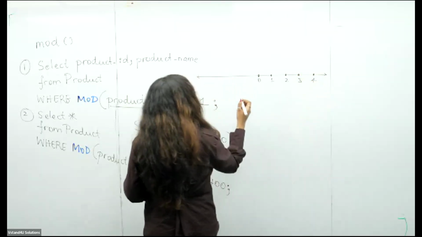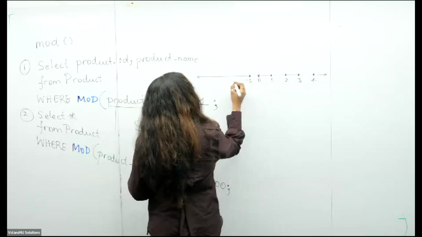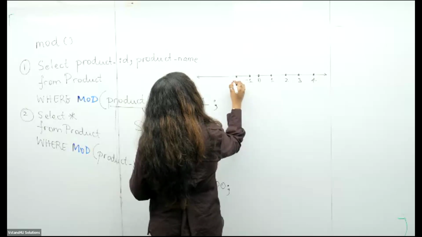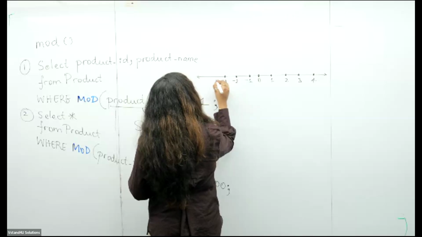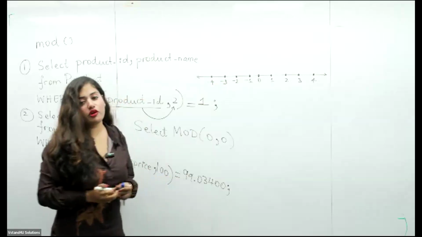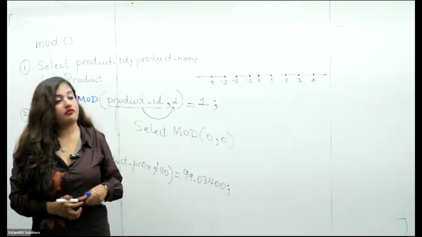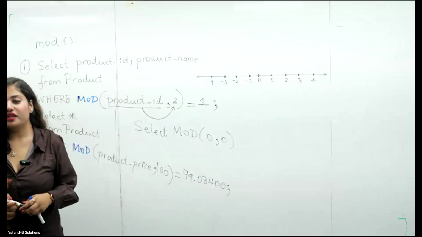Do you remember this line somewhere? Have you seen this somewhere? What is it called? Not a graph. If I put another line, it will become a graph. It is a number line. Yes or no?